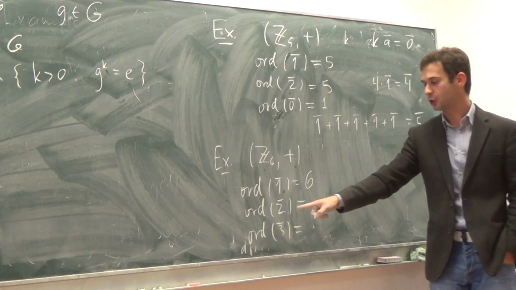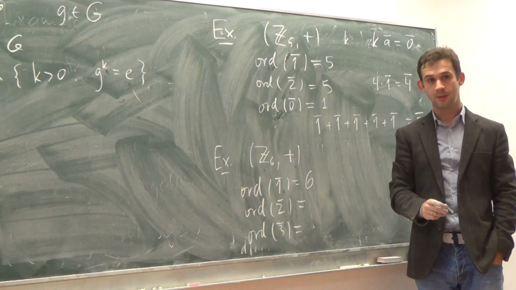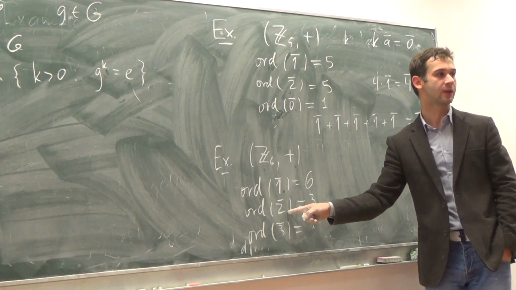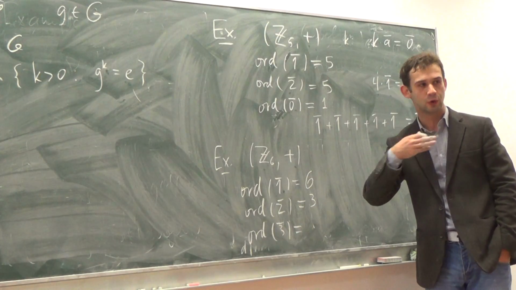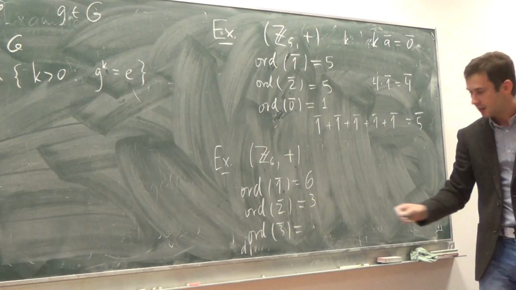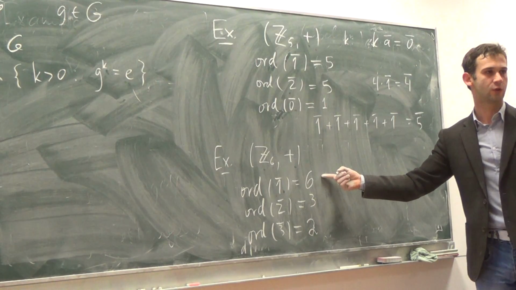This will be a bit different. So what is the order of 2? Yeah, 3 is good, because we just take 2 plus 2 plus 2 and we get 0. The point is that 2 is not coprime to 6, so it's easier to make it 0. So what's the order of 3? 2. Yeah, exactly. So the order can be smaller than the order of the group.